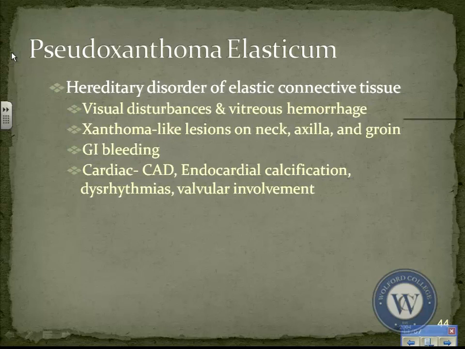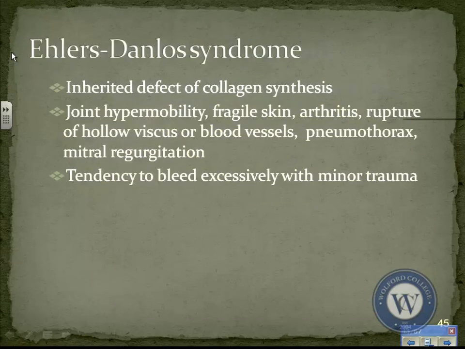They get visual disturbances and vitreous hemorrhages because the collagen's too soft. It tends to be hyperelastic. They get xanthoma-like lesions in the neck, axilla, and groin, and they get GI bleeds. They can sometimes get coronary artery disease and endocardial calcification, dysrhythmias and valvular involvement, including mitral valve prolapse, mitral valve regurgitation, things like that.